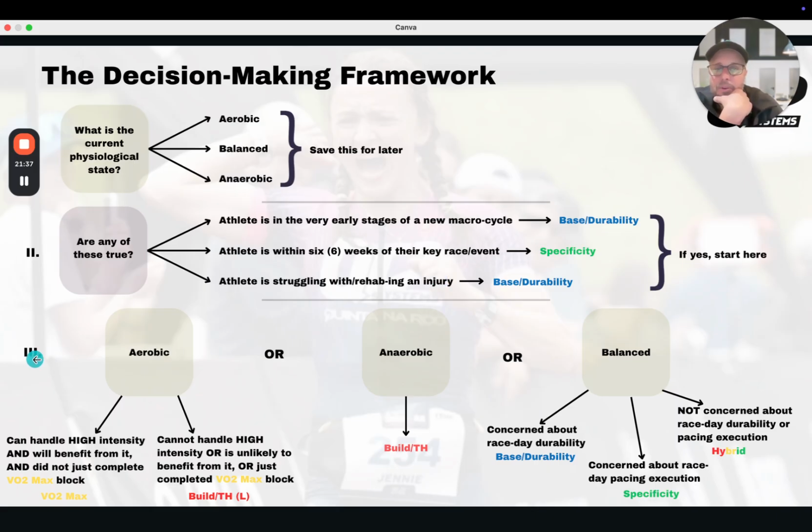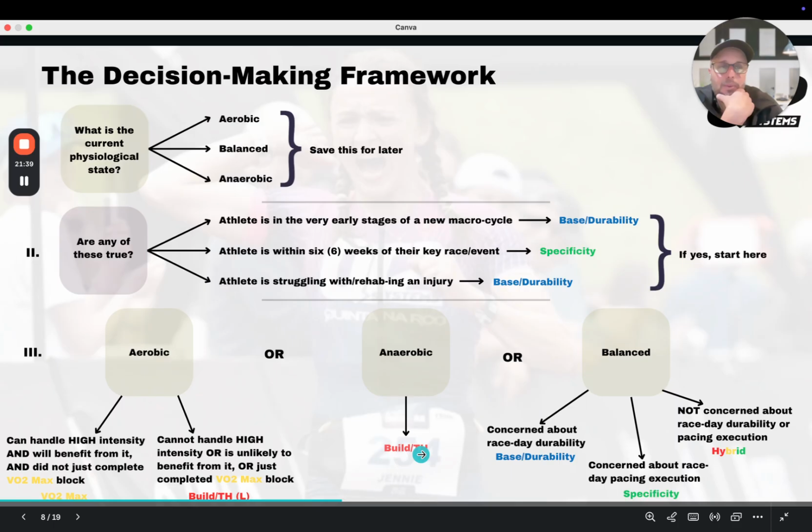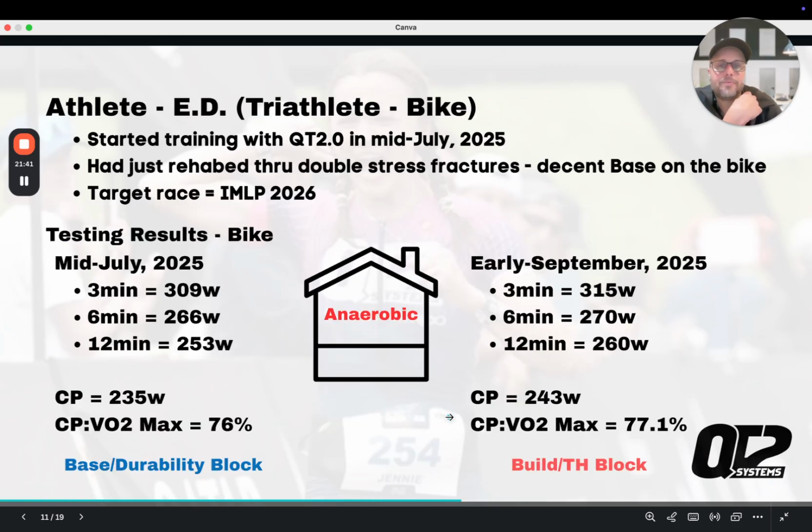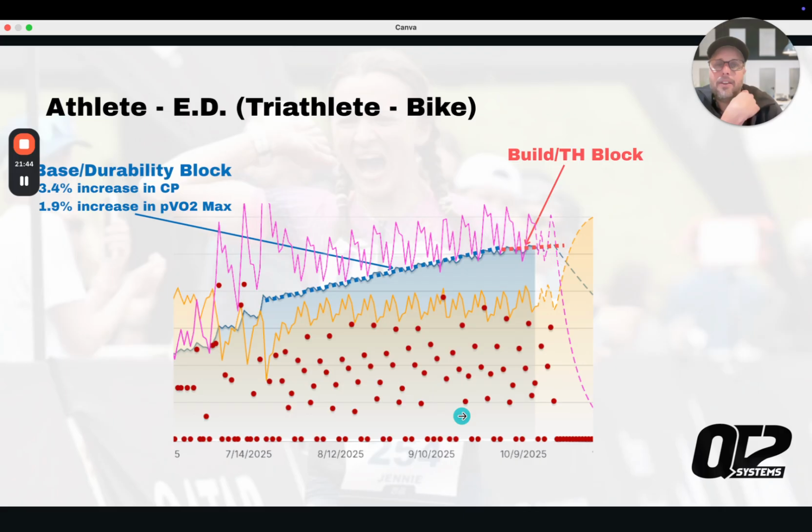So we came down to number three. She's in an anaerobic state. We went with a build threshold block. And this is what her training had looked like on the bike. So we had this period of extended time with a base training block, a base durability block. During that time, we got a 3.4% increase in critical power and a just under 2% increase in power at VO2 max. We are now in a build threshold block.